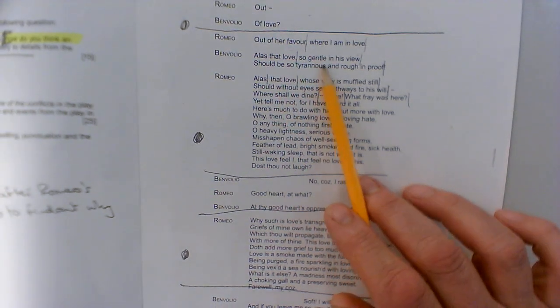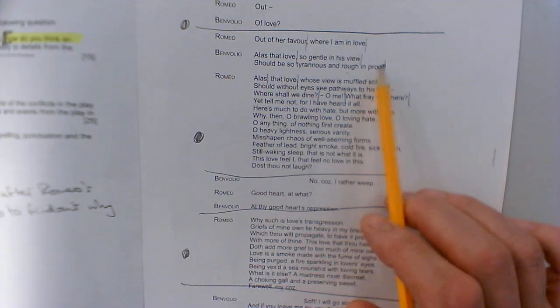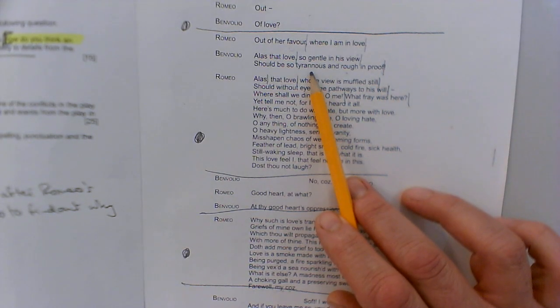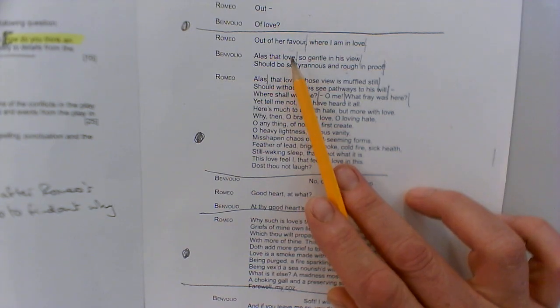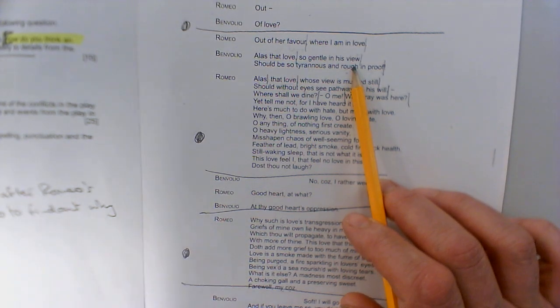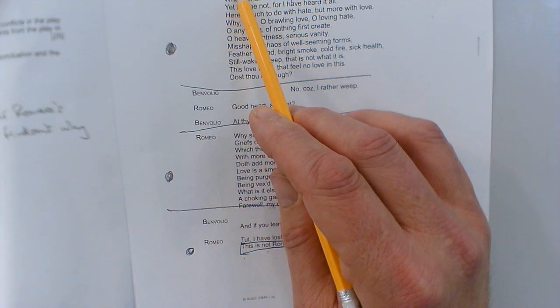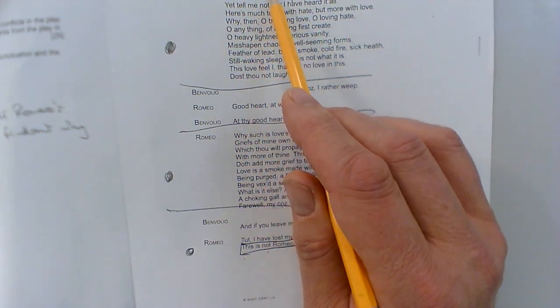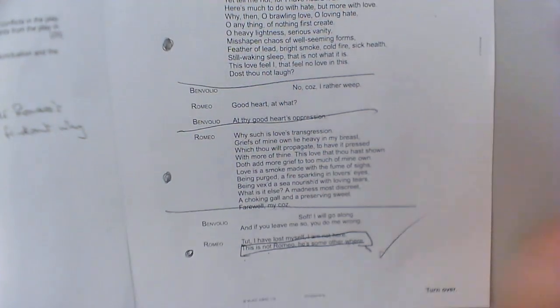"That love so gentle in his view should be so tyrannous and rough in proof." Now, if you're not sure about tyrannous, we're saying that love is going to be rough. He's saying, I'm really sorry that love is making you feel really bad. It's putting you through the ringer. It's putting you through a real problem. And he says, yeah, alas, it's true. It's a nightmare. "That love, still blind, should without eyes see pathways to his will." Now, I don't really understand that, so I'm going to just scrap it.